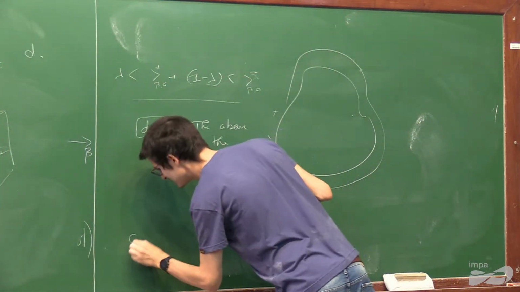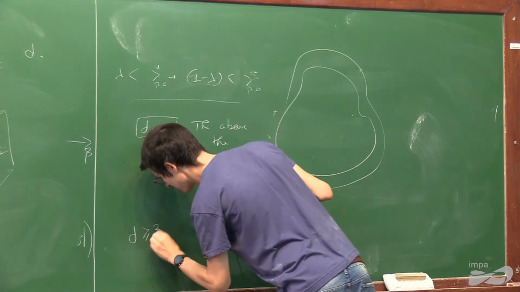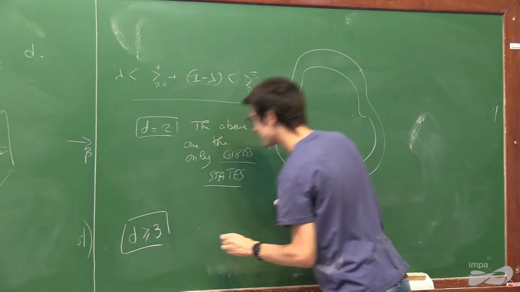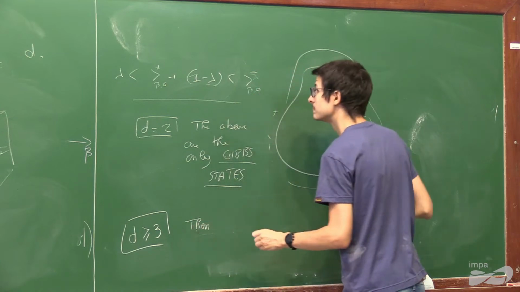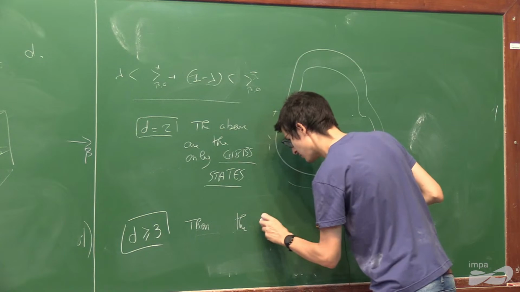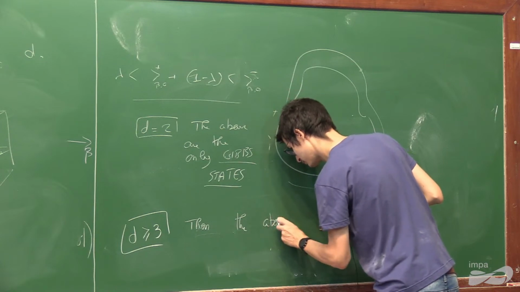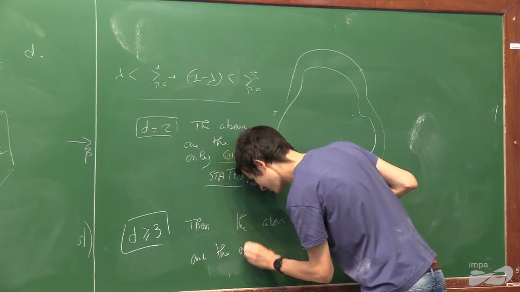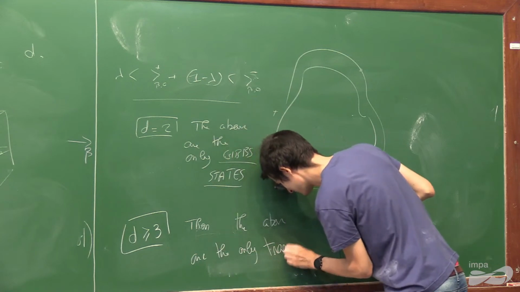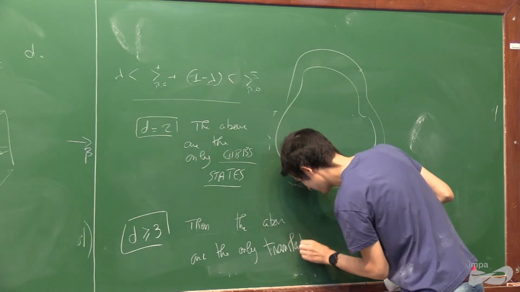If D is larger than or equal to 3, then the above are the only translation invariant Gibbs states.